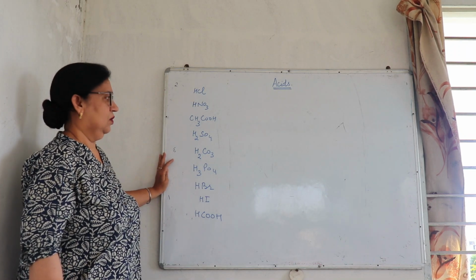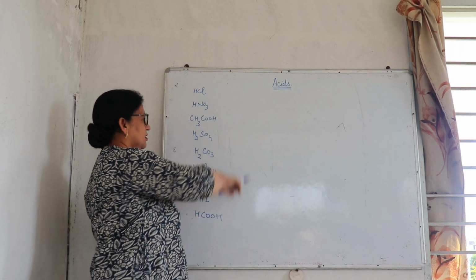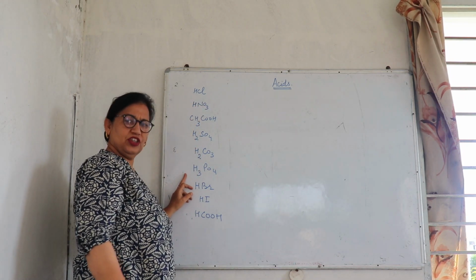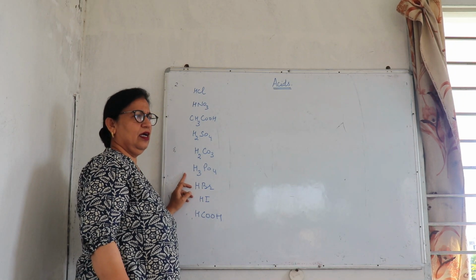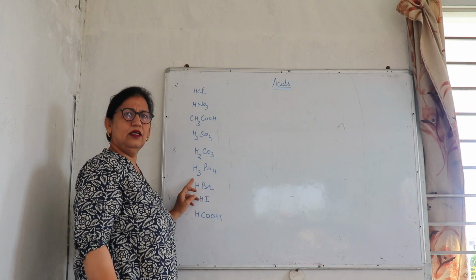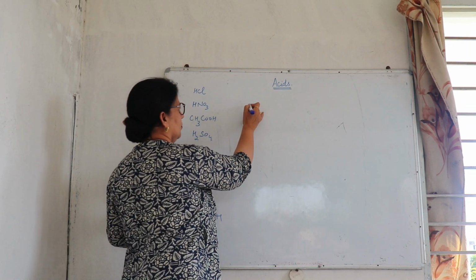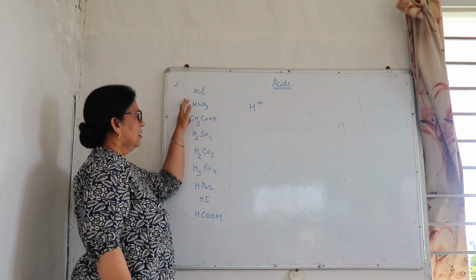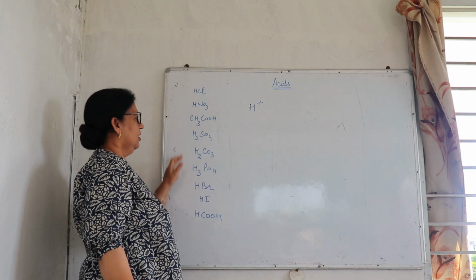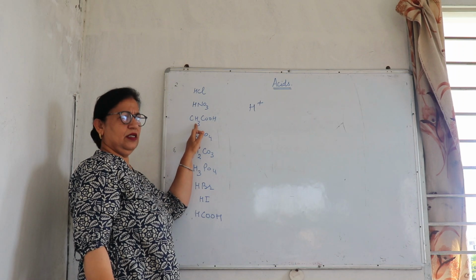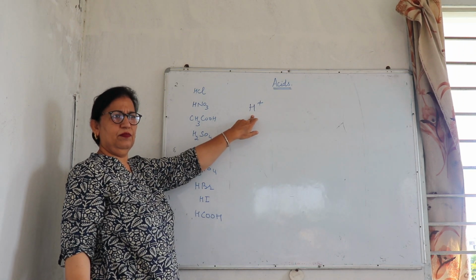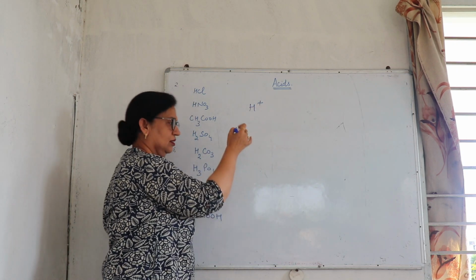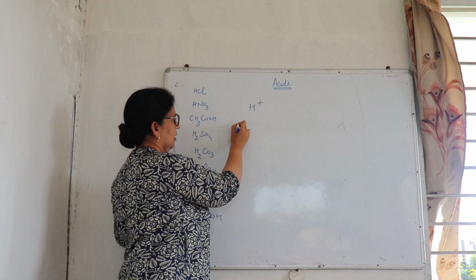So what can we say an acid is? An acid is a chemical compound which contains hydrogen as a compulsory element in the form of a proton. Proton is H positive. But this is not the complete definition for acids. So what is an acid?